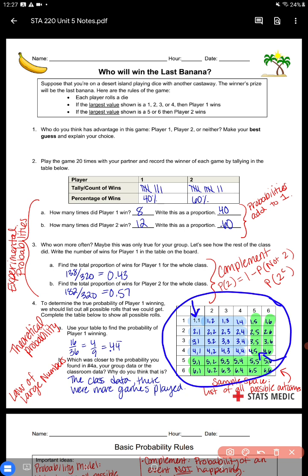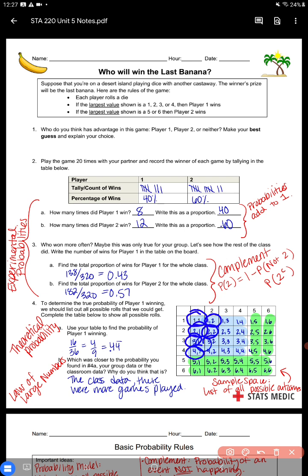Okay, so when we list these out, what we're looking at is how many total outcomes are possible. Well, if you count all those different squares up, there are 36 possible outcomes when you roll 2 dice. So that's why there's a 36 on the bottom of this fraction here. Well, what's the probability of player 1 winning? Well, the probability of player 1 winning comes from if a 1, 2, 3, or 4 was the highest number rolled. So if we circle those options, that would be this option, this option, this option, and this option. That's 4.